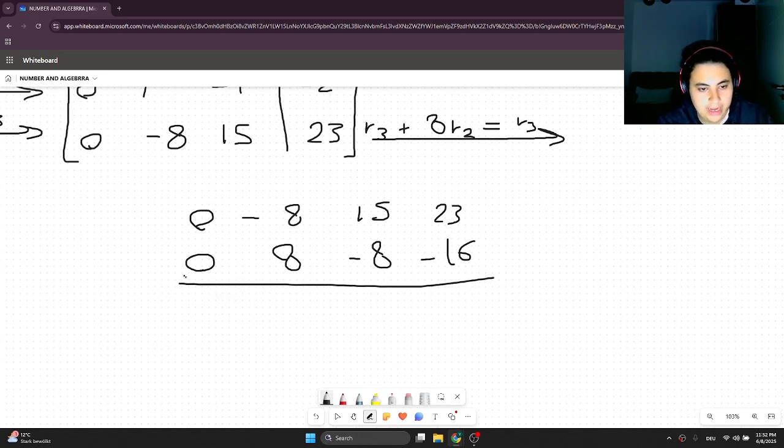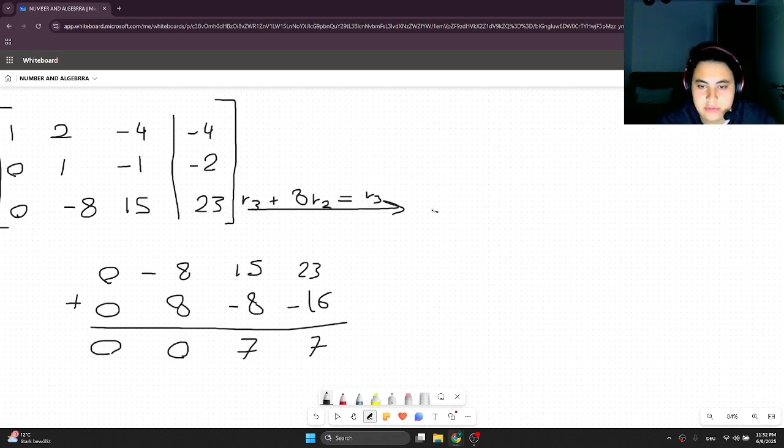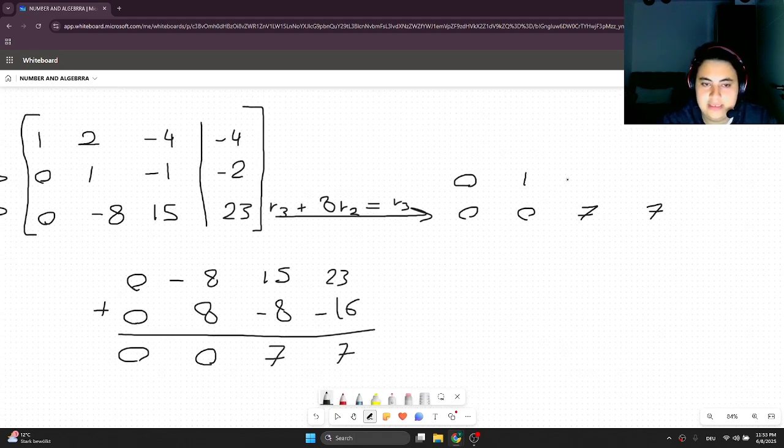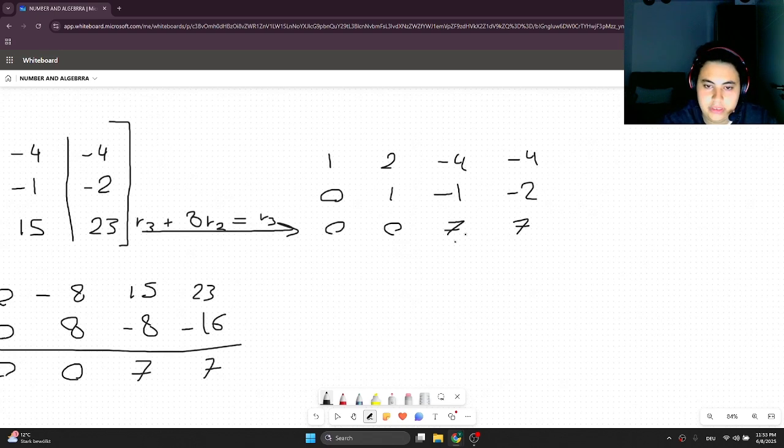Okay. Now, we're going to add these two together, right? So 0 plus 0 is 0. Negative 8 plus 8 is 0. 15 minus 8 is going to be 7. And then 23 minus 16 is going to be 7 as well. Okay? Cool. So then that means that our last row is going to be 0, 0, 7, 7. And then we just write everything else as is because it stays as it is. So 1, 2, negative 4, negative 4. Okay, so this is our new matrix system.